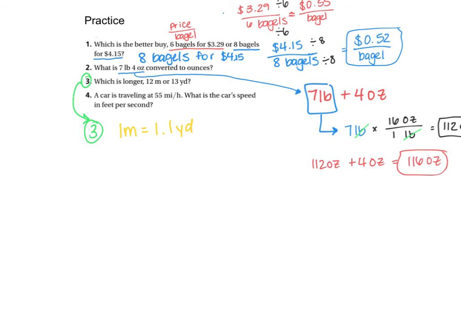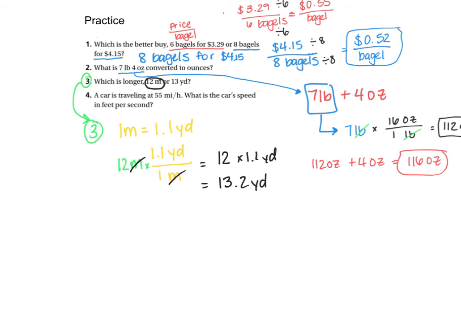So our conversion factor is going to be 1.1 yards over 1 meter. And we're going to change that 12 meters into yards. So once we multiply, we cancel out the meters, and we're left with 12 times 1.1 yards, and that will give us 13.2 yards. So 12 meters is larger because 13.2 yards is longer than 13 yards.